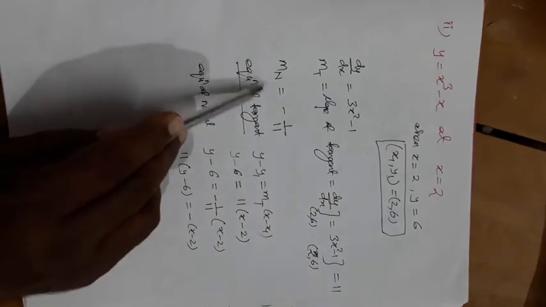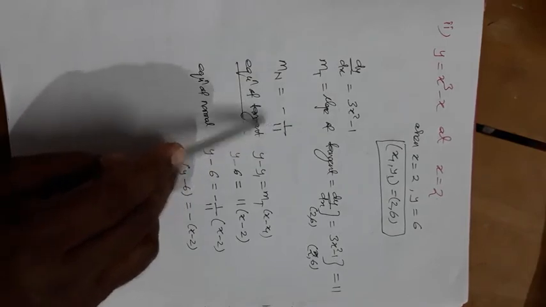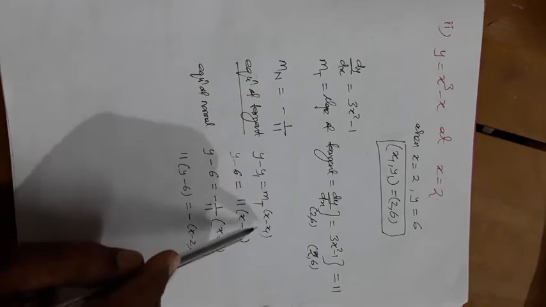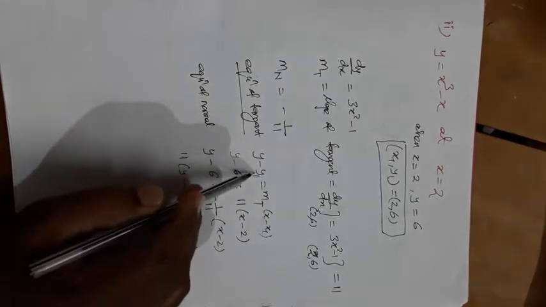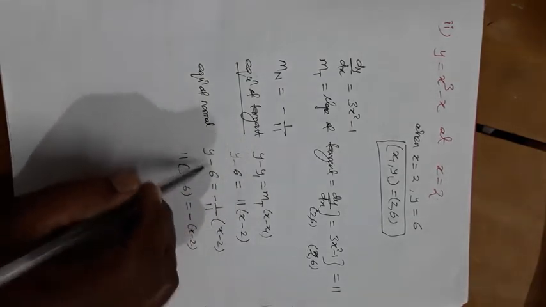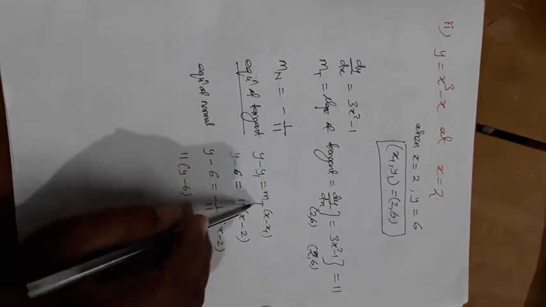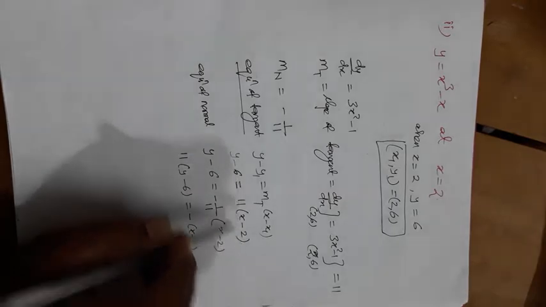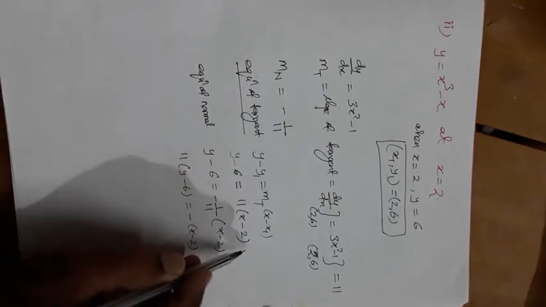What is the slope of normal? It is minus 1 by 11. What is the equation of tangent? It is y minus y1 is equal to mt into x minus x1. y1 is 6. y minus 6 is equal to mt, which is 11, into x minus 2. So this is the equation of tangent.